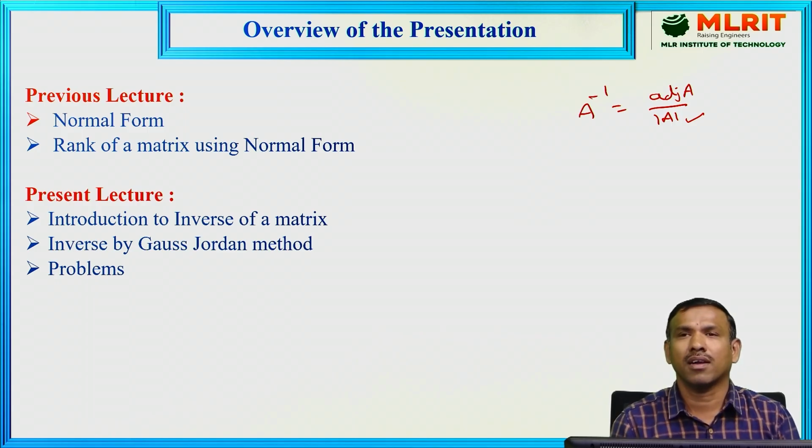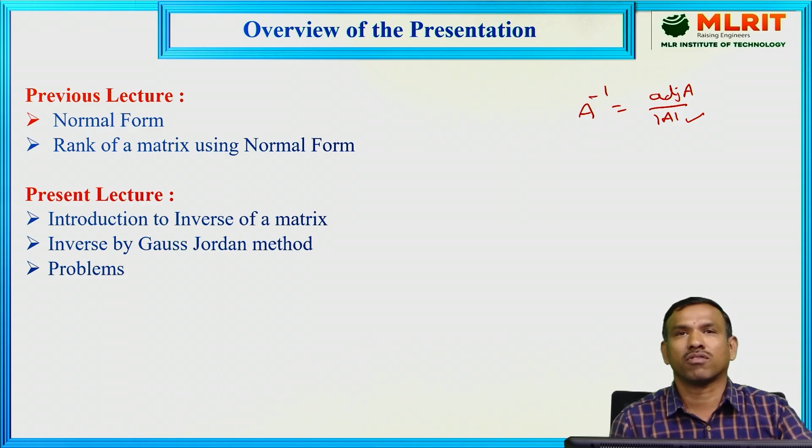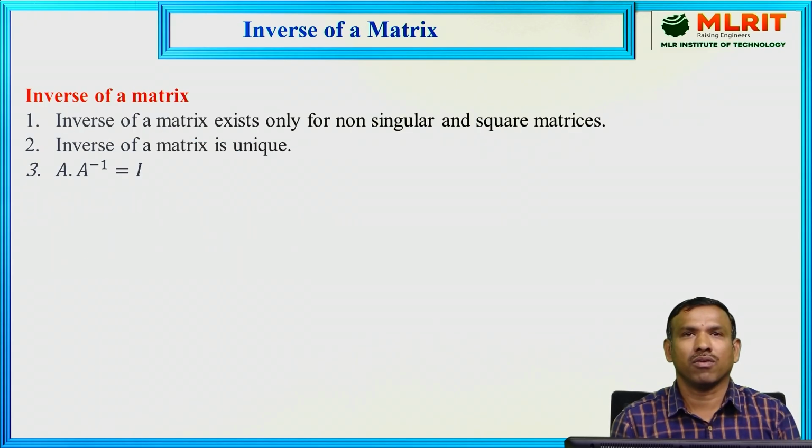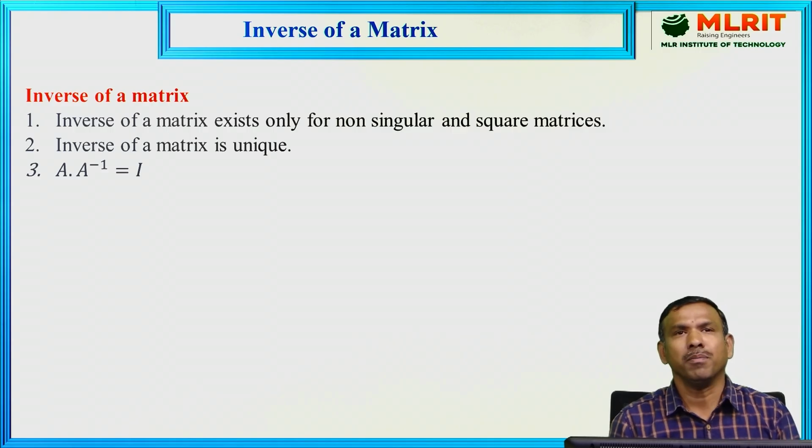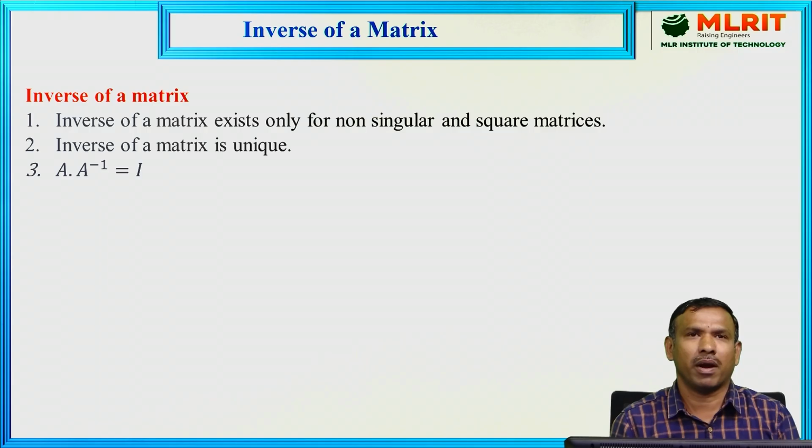That's why we are introducing a new method called the Gauss-Jordan method, where we don't use the determinant, we just use elementary row operations. So today's topic is the inverse of a matrix using the Gauss-Jordan method. Before that, let us discuss some key points on the inverse of a matrix.